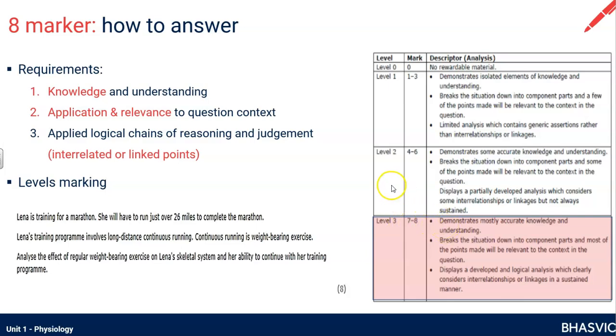So they could say, right, I think this is a level 2 answer. I think it's a top end level 2. I'm going to give it a 6.